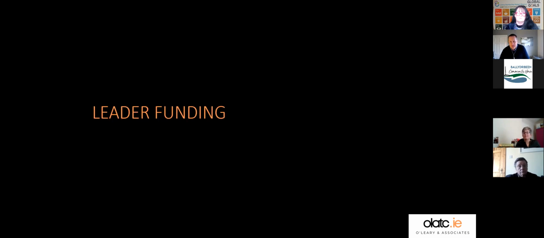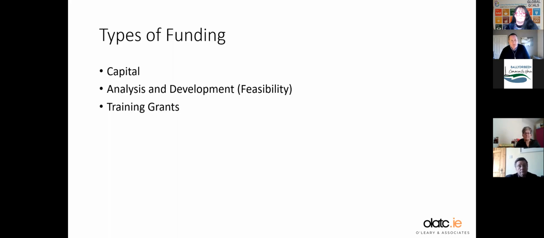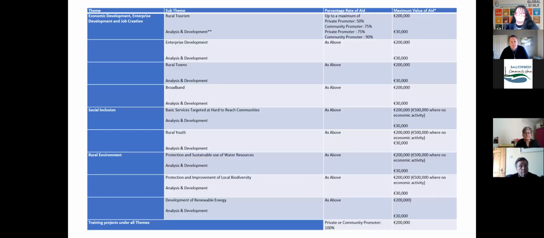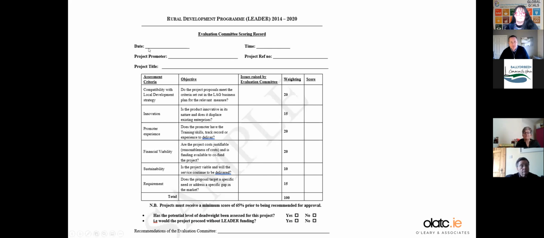Then this on Leader funding, just very quickly, to give an example of the stuff they look for. Again, they have capital grants, analysis and development grants, and they have training grants also. I'm not going to go through that because that's the last program, again, in terms of all the types of projects they would fund. But one thing I want to show is this: this is how Leader assess their applications, okay?